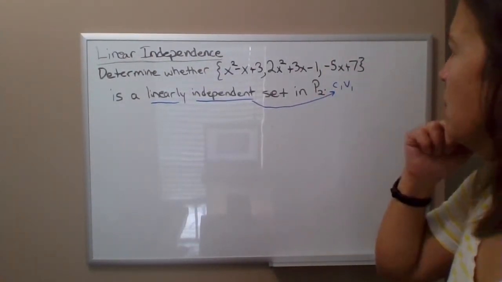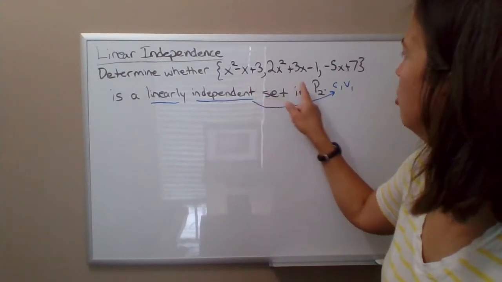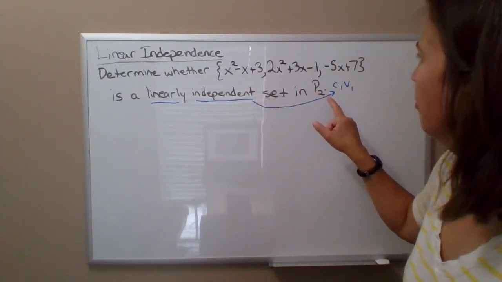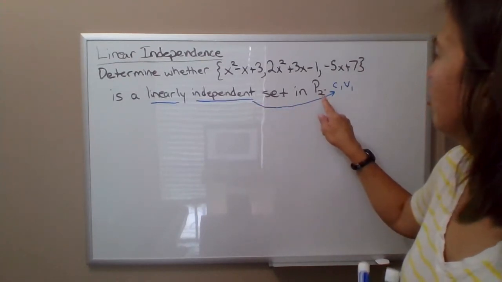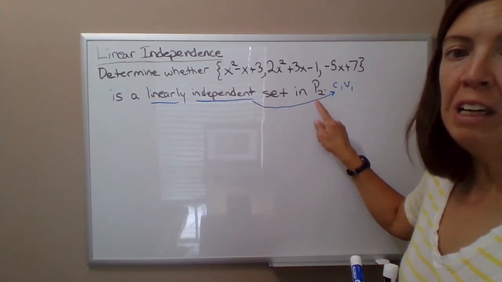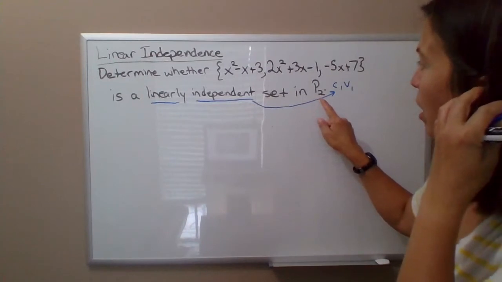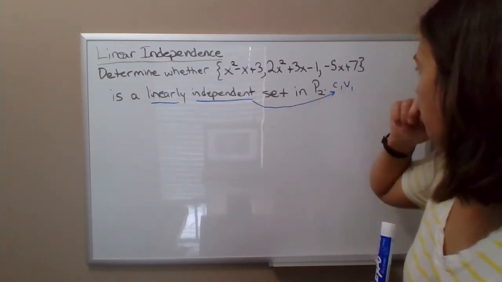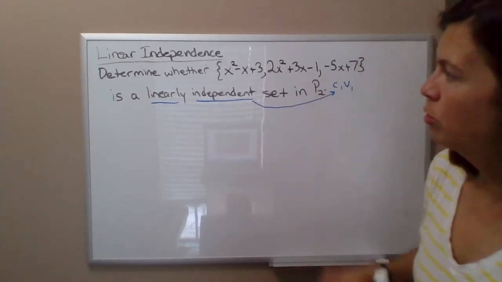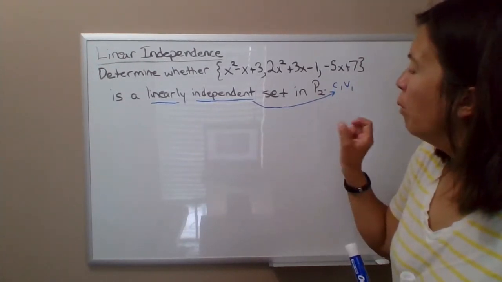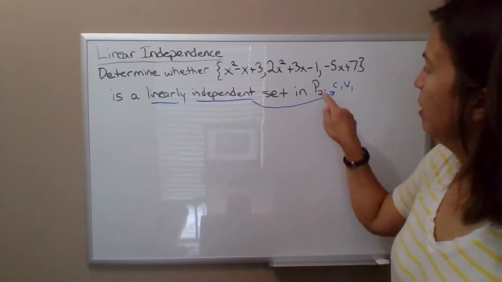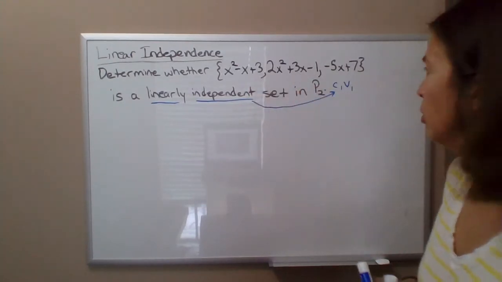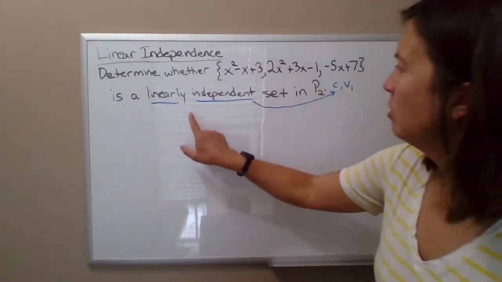Okay, so now I've got an example where we're determining whether a collection of polynomials is a linearly independent set within the vector space P2, which refers to the collection of all polynomials of degree 2 or lower. So that's what the 2 refers to there. When we say vectors, then, we're referring to the elements of P2. So we're referring to polynomials of degree 2 or lower. And I started to write the definition of linear independence here.